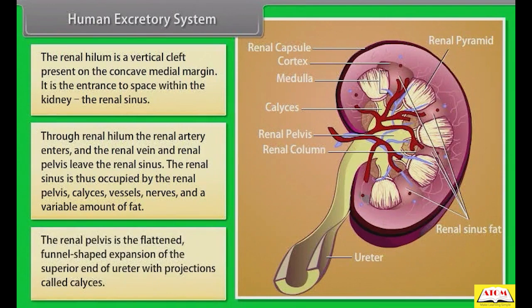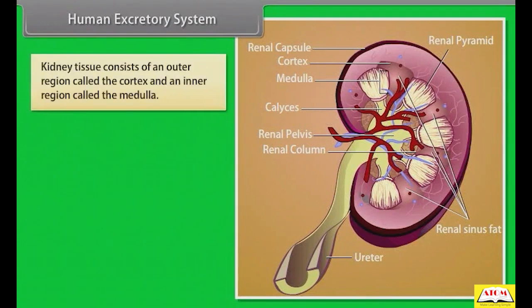The renal pelvis is the flattened, funnel-shaped expansion of the superior end of ureter with projections called calyces. Kidney tissue consists of an outer region called the cortex and an inner region called the medulla.